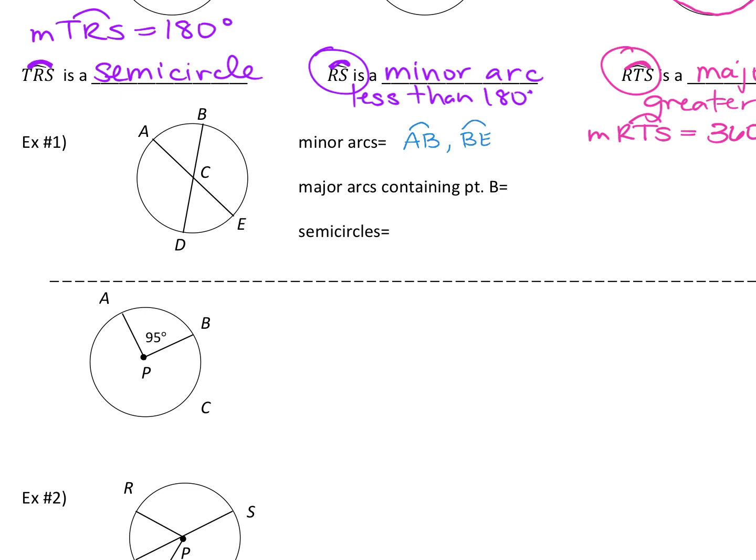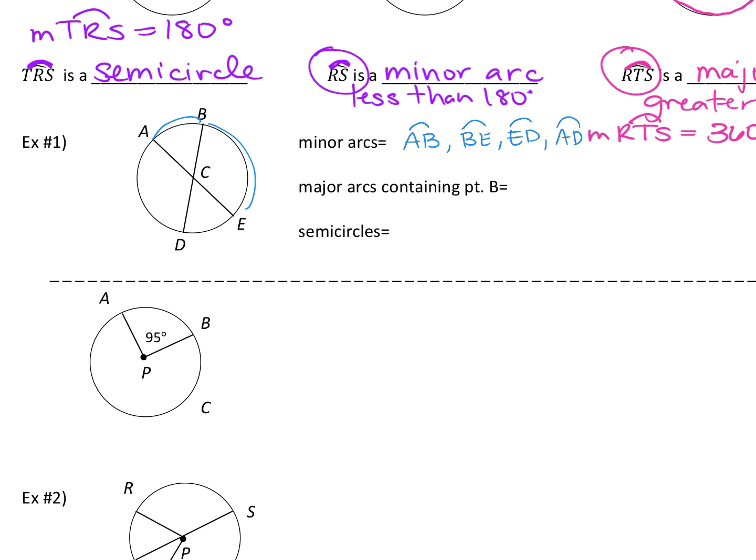Minor arcs will only ever be 2 letters. And it's always the shorter distance between them. So AB is here, BE is here. You could keep going, right? ED or DE is the same thing. And then AD or DA, same thing. Okay, those are all minor arcs. You don't have to write them all, but I will write them all here if you want to see them all.